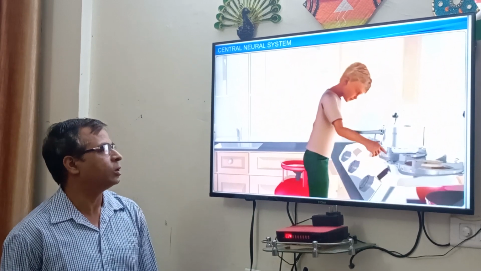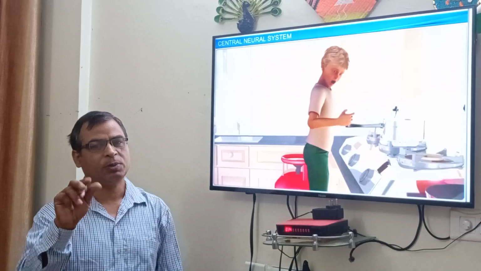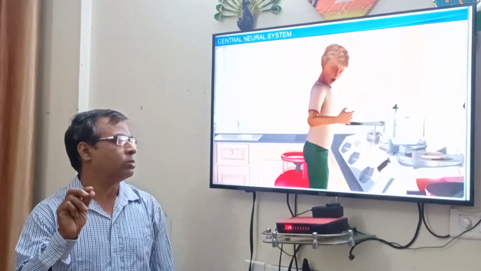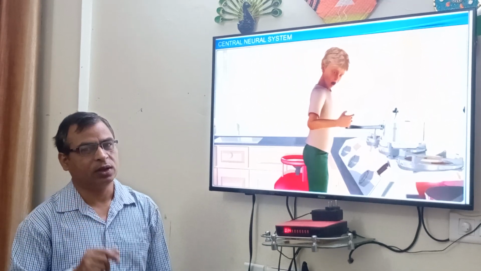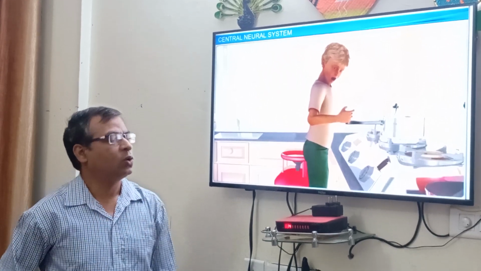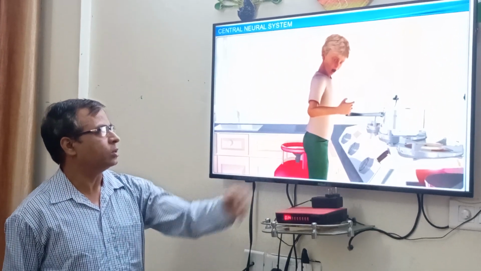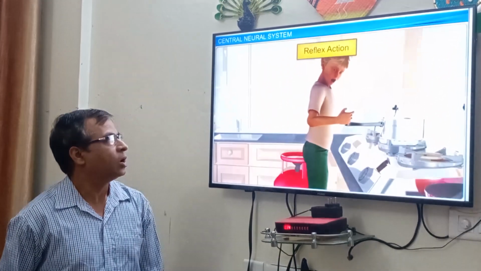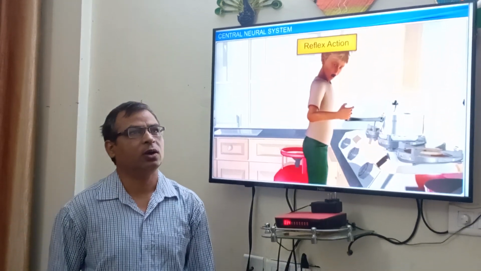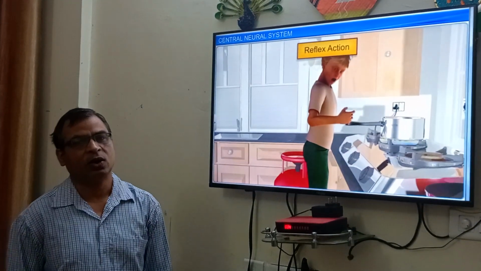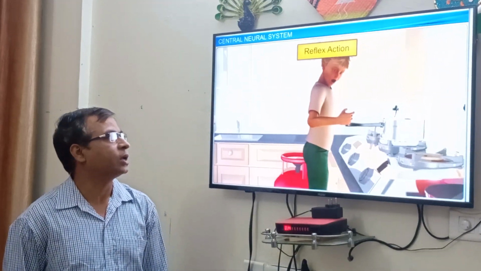This is the process of reflex action. When we touch something extremely hot or cold, or something poisonous or pointed, we react instantly. This is due to reflex actions. In this diagram you can see the reflex action and the path through which this action occurs, which is called the reflex path or reflex arc.